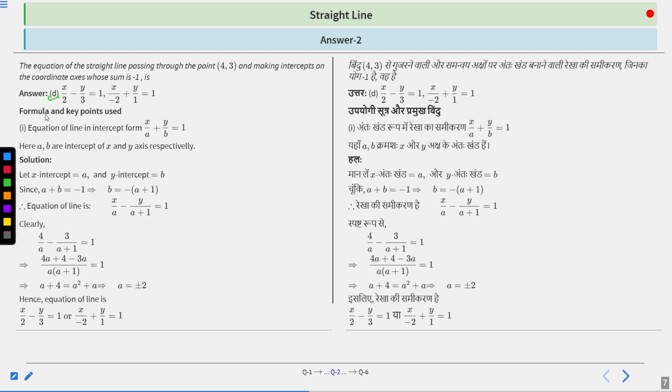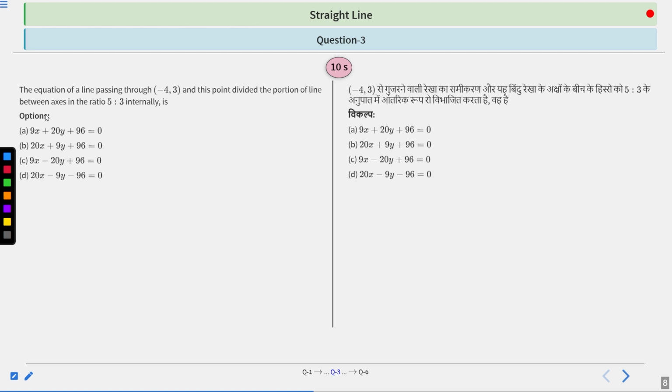Got it? Now let's move to the next question, question number 3. Question number 3 says, the equation of a line passing through (-4, 3) and this point divides the portion of the line between the axes in the ratio 5:3 internally is. So what we have to basically find? We have to find the equation of a straight line which is passing through (-4, 3). Clear?